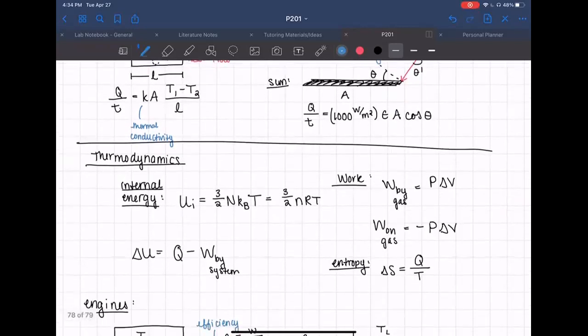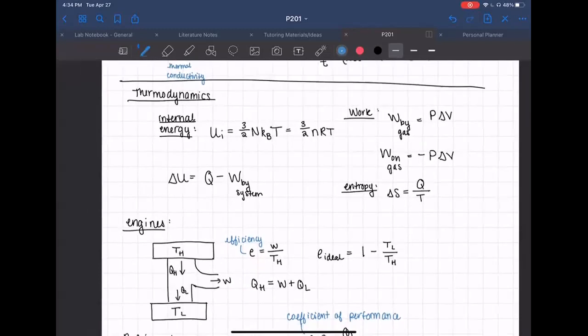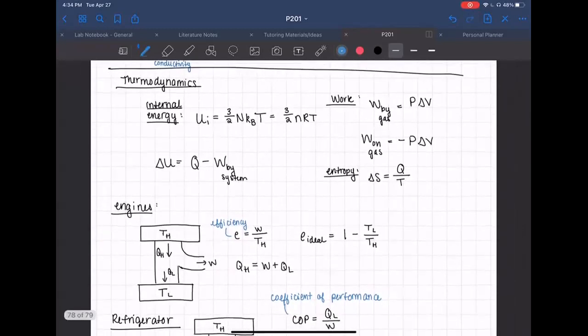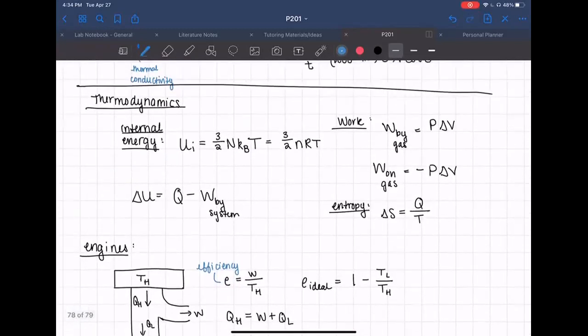And then the last couple of things, I forgot about the engines, are generally talking about thermodynamic quantities. So we have the internal energy of a gas. You could write it as 3/2 times the number of particles times Boltzmann's constant times the temperature, or instead of number of particles, you can use number of moles and then use the ideal gas constant, capital R. So we have that definition for internal energy of a gas.